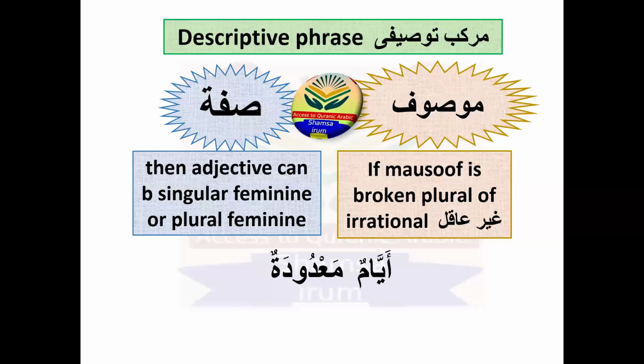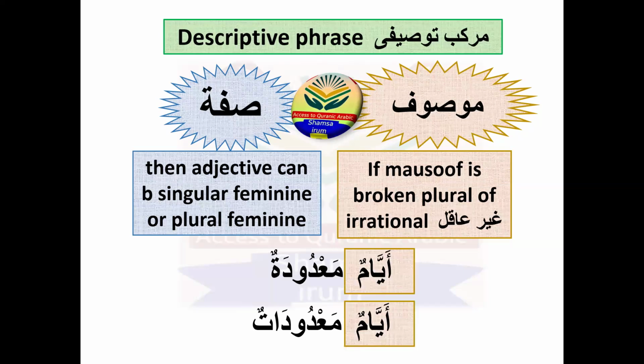Sorry, ayyamun ma'dudatun. Next one is ayyamun ma'dudatun. Okay, so now here what you will do, that ayyamun, in both of these they both are mawsuf, and they both are ghair aqil, broken plural of ghair aqil, of irrational. It is a plural of yawmun. Yawmun is a singular and ayyamun is a broken plural.